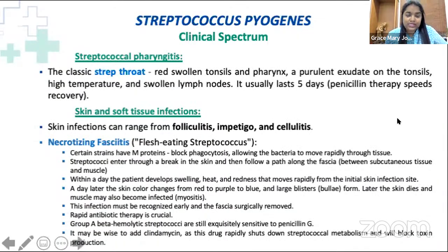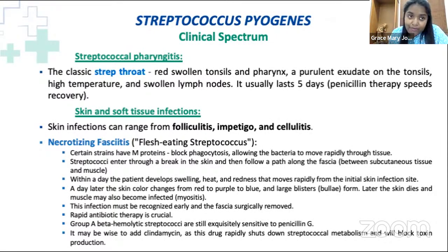Coming to the clinical spectrum, the first one that we all know is the strep throat, where you have red swollen tonsils, the pharynx, purulent exudate, high temperature, swollen lymph nodes all over here. So this is basically nothing but the strep throat. Then skin and soft tissue infection, it can range from simple folliculitis to impetigo, cellulitis. But the major problem that we have is when this cellulitis goes into necrotizing fasciitis.